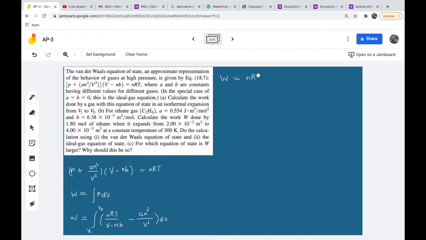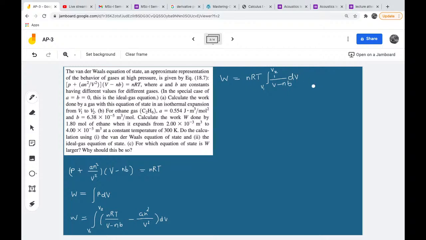I don't have to worry about it. Then it is the integral of 1 over V minus nb. So let me just write this term also, from V1 to V2, 1 over V minus nb. This is my first term. I will bring dV also here.